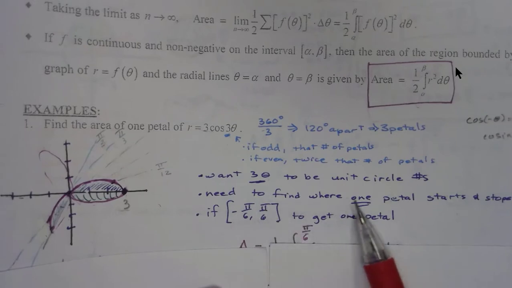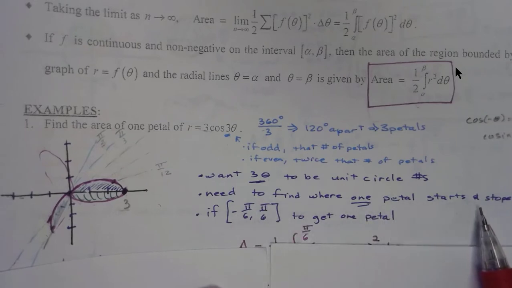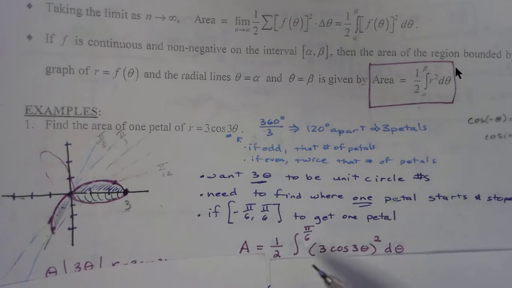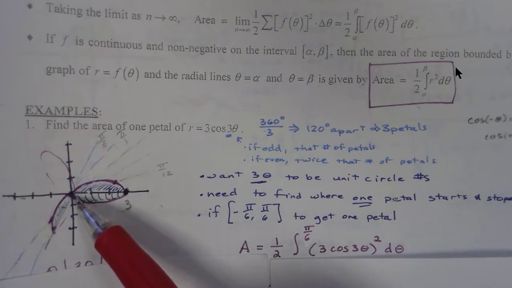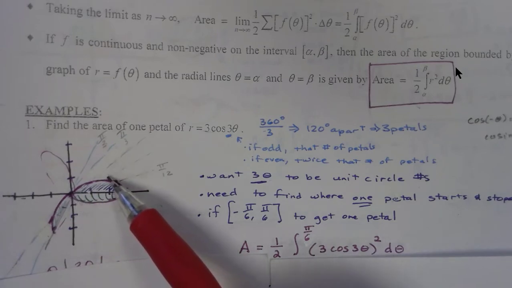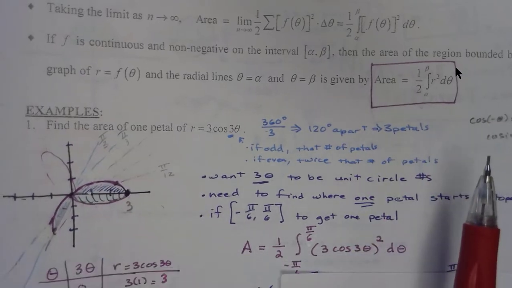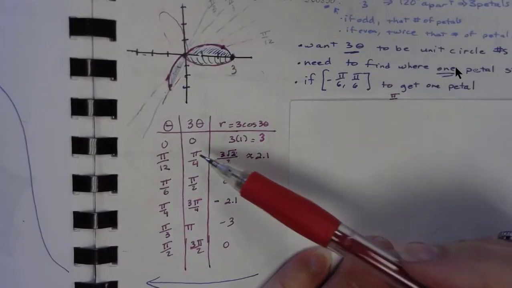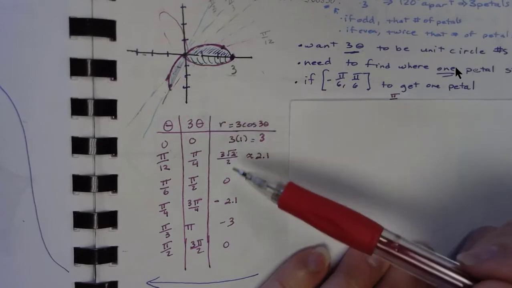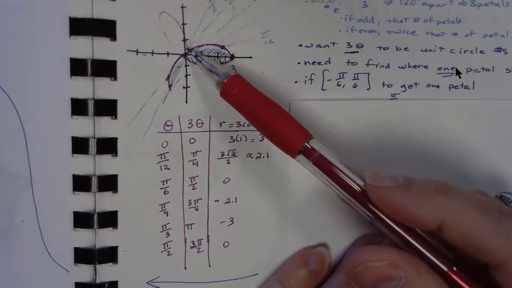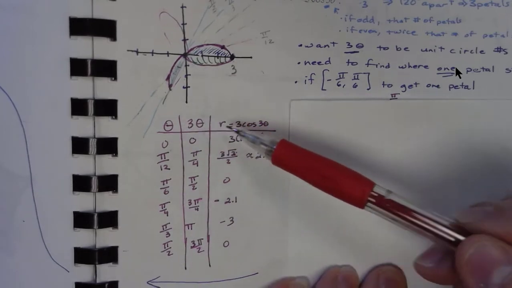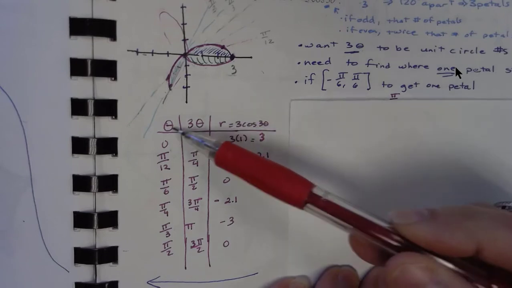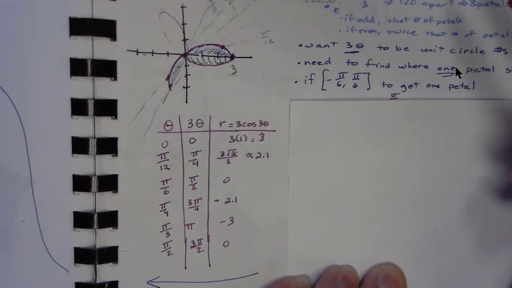We need to find where one petal starts and stops. It turns out, if we go from negative pi over 6 to pi over 6, we will get 1 petal. We know that at pi over 6, I'm at 0, so negative pi over 6 to pi over 6 will give me that petal. So how do I know this? I'm going to play with my numbers, but I've seen enough that I can see what's happening. This is 0, and this happens at pi over 3. So we can see by making a theta and a radius chart, we get this. We did this the other day.